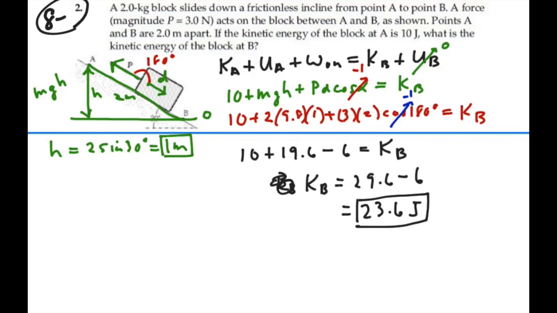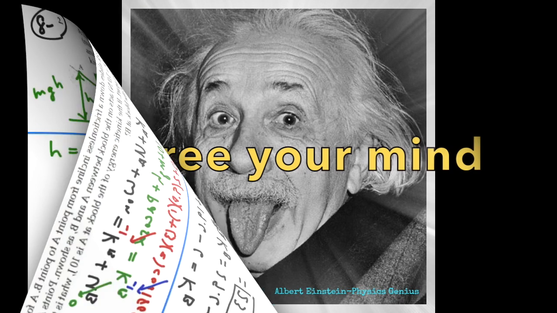So, we started with the one equation to rule them all. We tried to evaluate our terms, and then we came up with that the kinetic energy at B is 23.6 joules as this block slides down this incline.